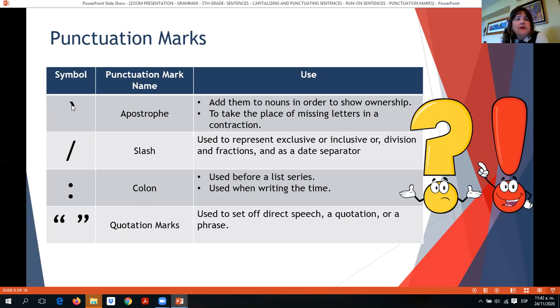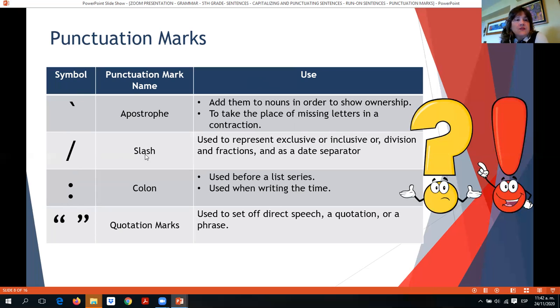So the first one, the apostrophe. You add them to nouns in order to show ownership, sometimes with an S, other times without the S, as we will see when we see possessive nouns. And to take the place of missing letters when you make a contraction, okay? For example, when you say can't, which is the contraction of can and not, you put an apostrophe for the O that you're taking out, okay? For example, and the other N.